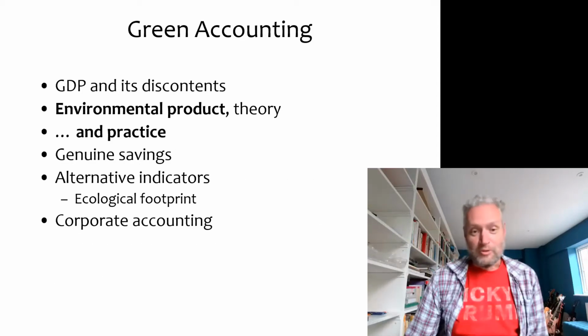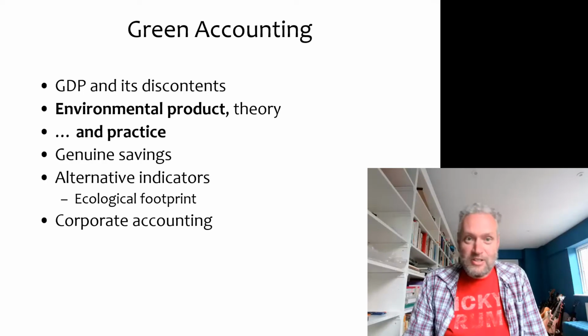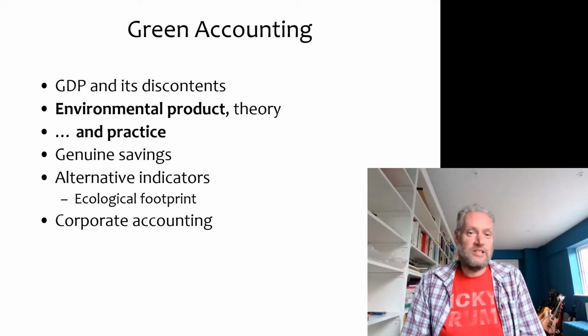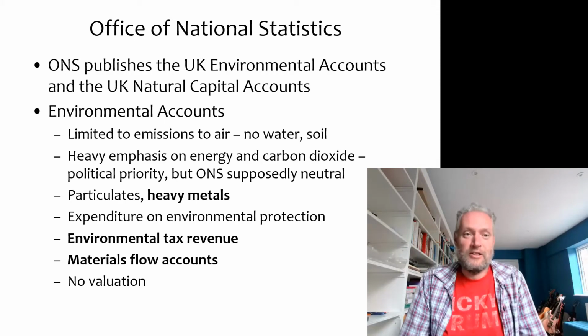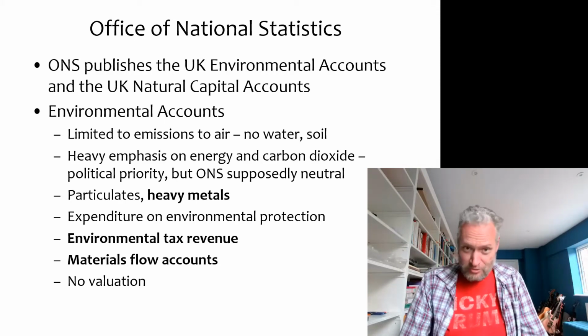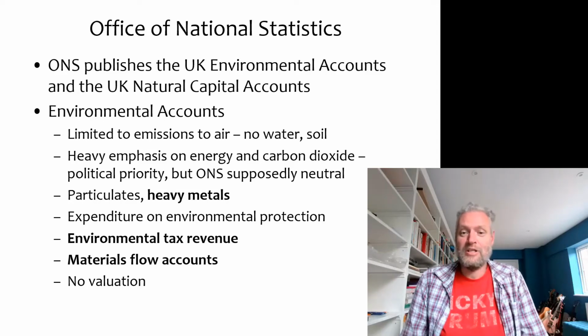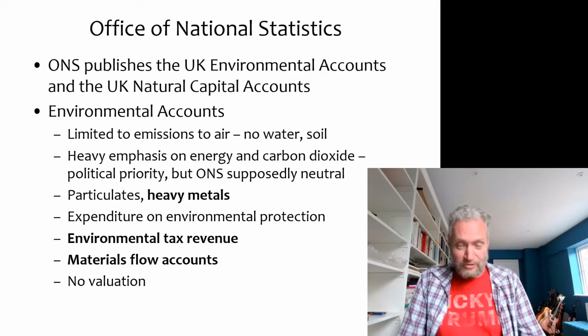I talked about the environmental product in theory. Now let's look at two particular examples. Both are taken from the United Kingdom, and I'm going to look at work from the Office of National Statistics. Two different teams work on two accounts, the environmental accounts and the natural capital accounts. And the natural capital accounts are further developed.